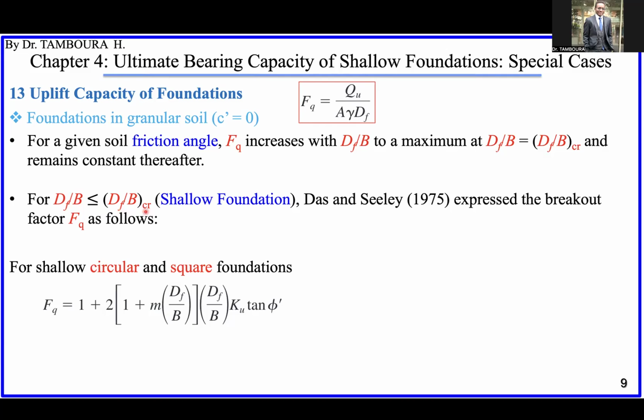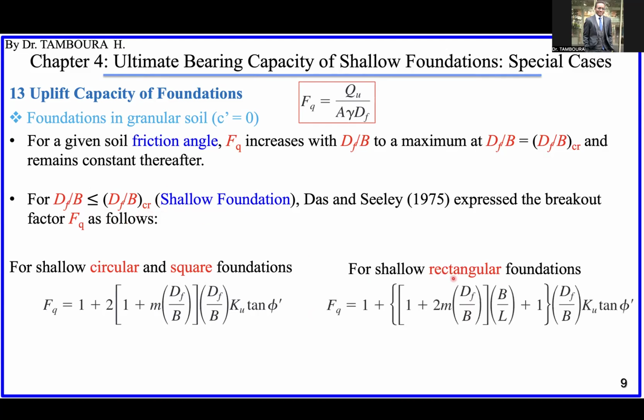That's the first point. The second point is that this is for circular and square foundations. In this case, for a circular foundation, B is like the radius of the foundation. And in the case of a square foundation, B is the length of the side of the foundation. And now for a rectangular foundation, still shallow but rectangular this time, you have this equation.